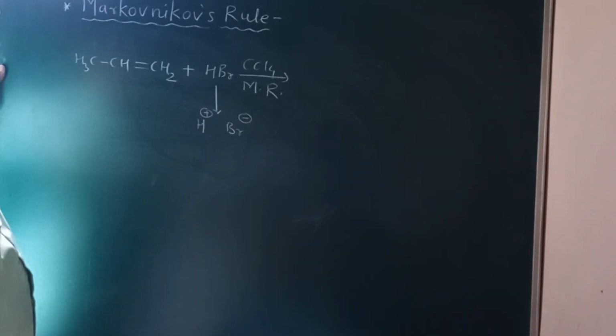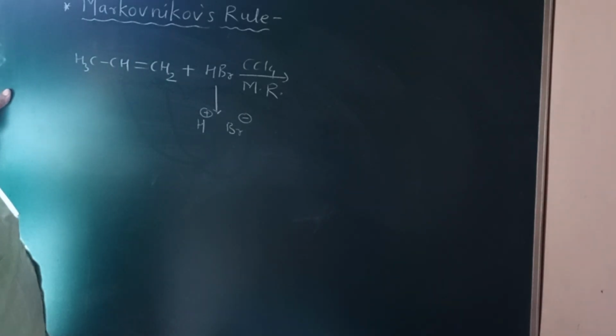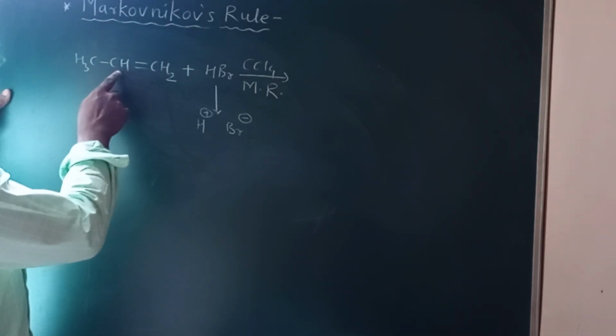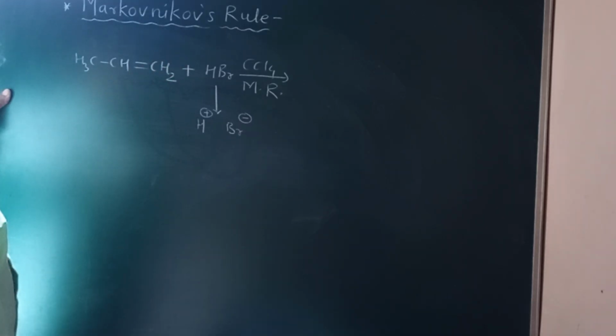Second, another type of addition is also possible. Okay, this Br may get attached to this CH2, so that this H goes toward this CH, making this CH a CH2, and this will have the Br atom, and the double bond will convert into a single bond. But that product is found to be the minor one.